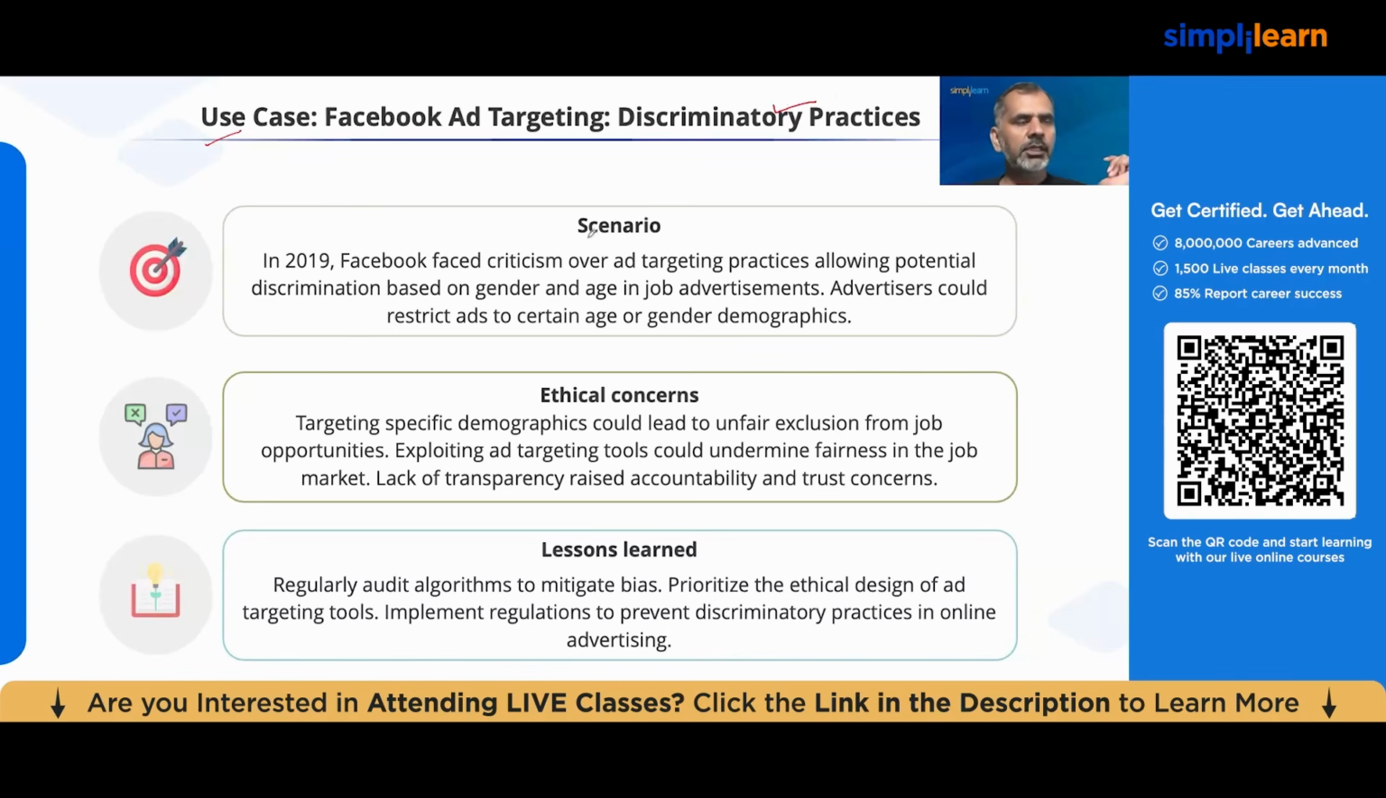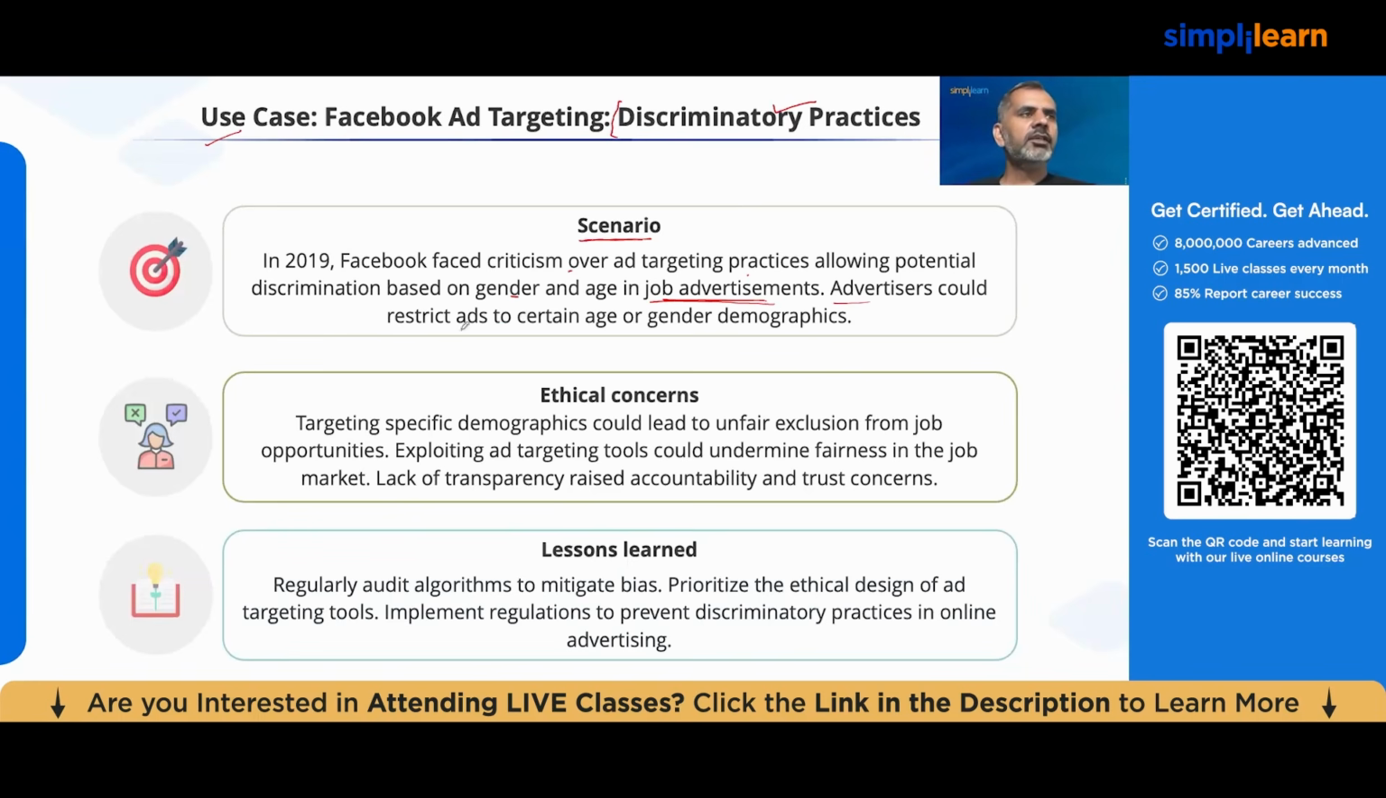So there is an incident. Let's suppose we list that in 2019 Facebook faced criticism over targeting practices with potential discrimination based on gender and age for job advertisements. And this can be possible. You can filter and say that if I'm displaying an advertisement, it should be visible only for a particular gender and a particular age group. This is where we talk about discriminatory practices. Other people will not get the recommendations for those job openings, they feel discrimination, and they will not get the chance to appear for that.